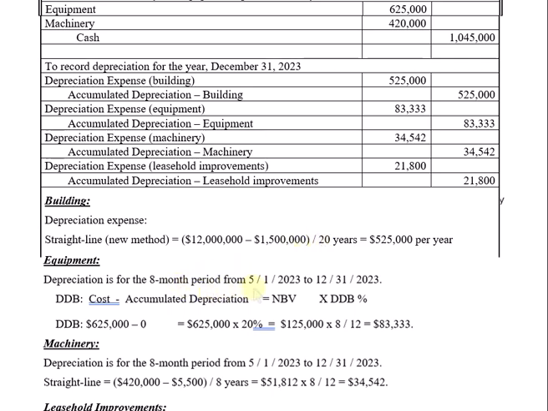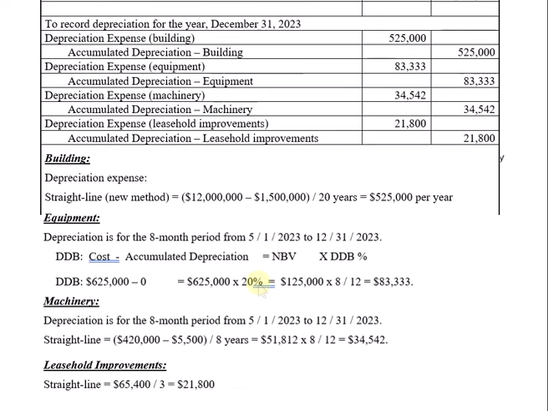Now, the equipment was only for an 8-month period. The building, there was no harm to the building, so we record a full year's depreciation. For the equipment, though, we've got a partial year approach. We've got to only record depreciation for a partial year. So now we take the cost minus accumulated depreciation. The first year accumulated depreciation is 0, so it's 625,000 times 20%, but we can only take 8/12 of that. So we've got 83,333 to record as depreciation expense on the equipment.